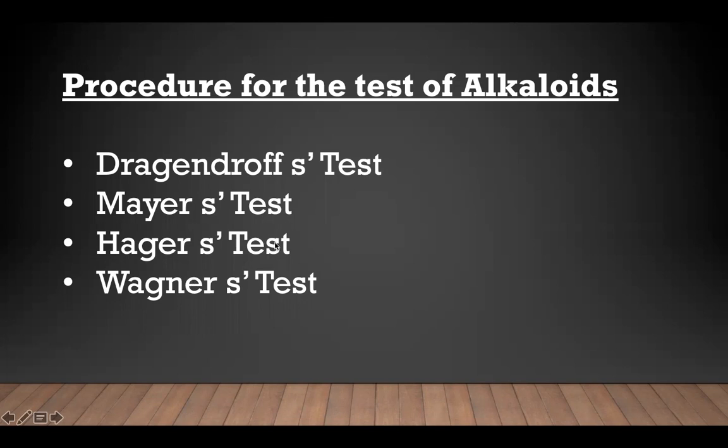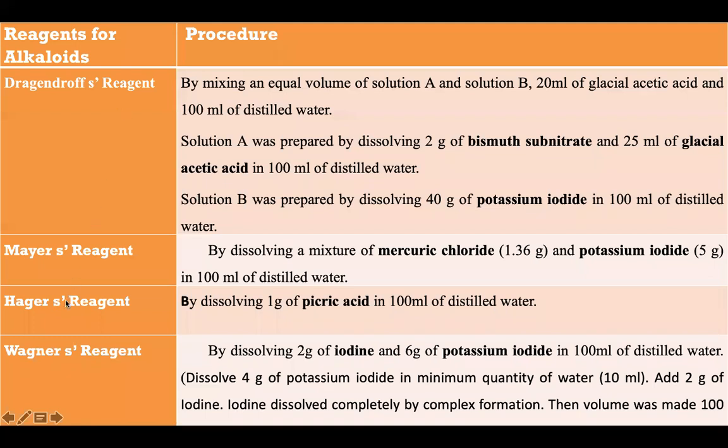First of all, to perform these tests, we have to prepare these reagents, including Dragendorff reagent, Meyer reagent, Hager's reagent, and Wagner reagent. For Dragendorff reagent, we can prepare it by mixing an equal volume of solution A and solution B, and 20 ml of glacial acetic acid and 100 ml of distilled water. Solution A is prepared by dissolving 2 gram of bismuth subnitrate and 25 ml of glacial acetic acid in 100 ml of distilled water.